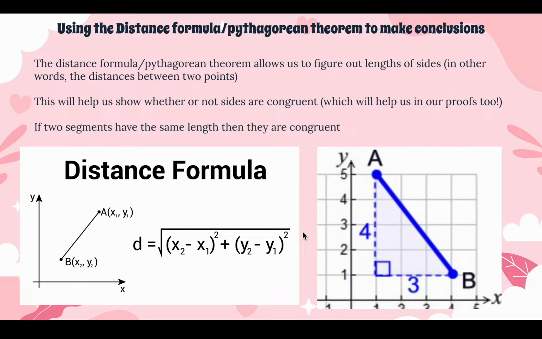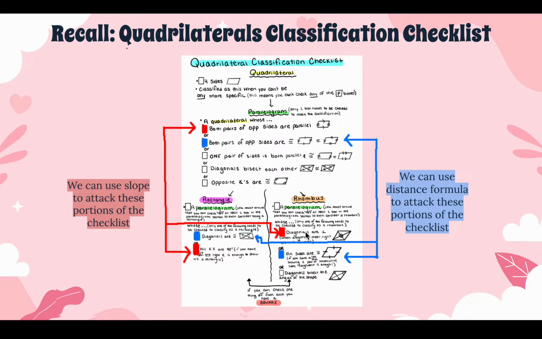Just remember that if two segments have the same length, then they are considered to be congruent. So your quadrilateral classification checklist, again, is popping up all of the time. Everything that I've written in red, or highlighted in red, are places where you can use the slope formula to attack those portions of the checklist. So you want to take a highlighter or a colored pen right now, and pause this video and get everything highlighted and marked up just like we have in this video.